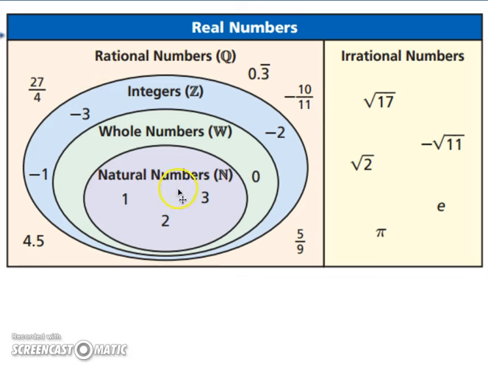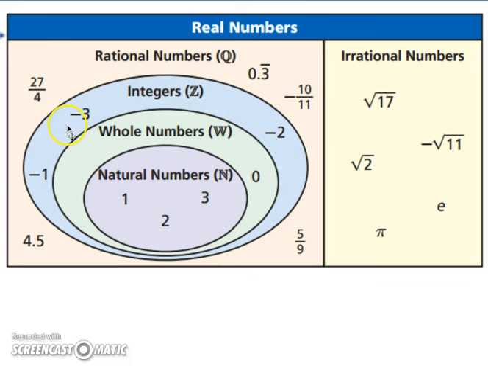Natural numbers are your counting numbers. Your 1, 2, 3, 4, 5, 6, all the way up. Your whole numbers are all of your natural numbers, only they added in 0. So your whole numbers start at 0, 1, 2, 3, 4, and keep going. But notice how the natural numbers, that circle in this Venn diagram, is inside of your whole numbers. That means all natural numbers are whole numbers. Likewise, all whole numbers are integers. But integers goes even further.